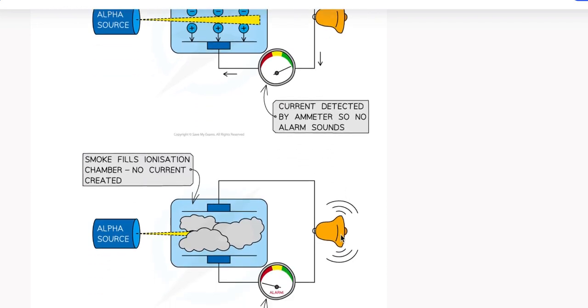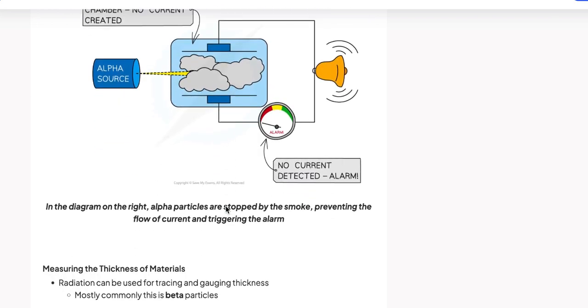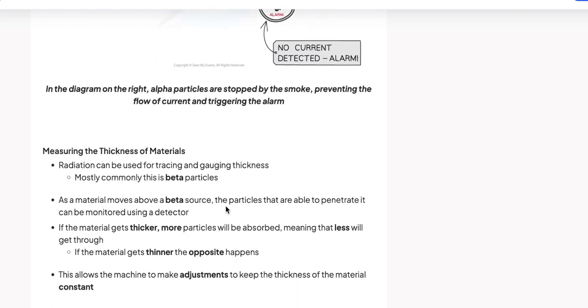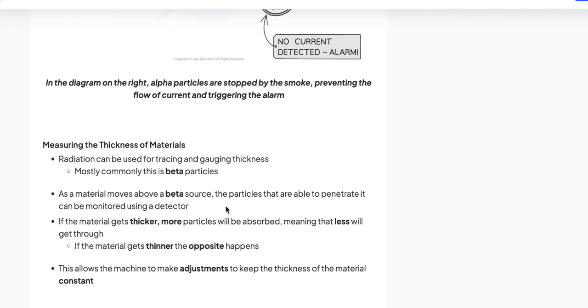The alarm system will start to vibrate and make sound, meaning there's no more current flowing, because the alpha particle used to ionize the air around this chamber is blocked. So since there's no more alpha particle, there are no positive ions and negative ions being created anymore. So it's used as a smoke detector. This is how alpha particle is used as a smoke detector.